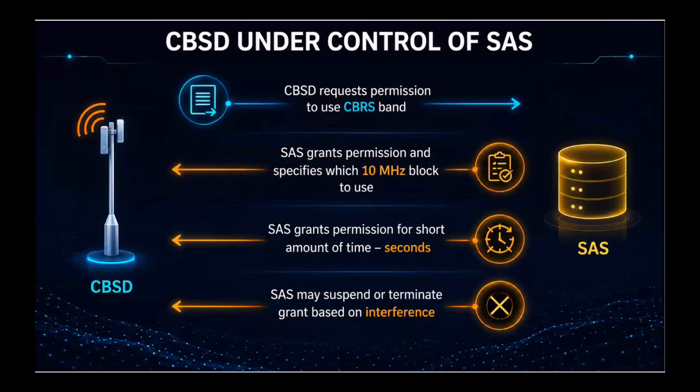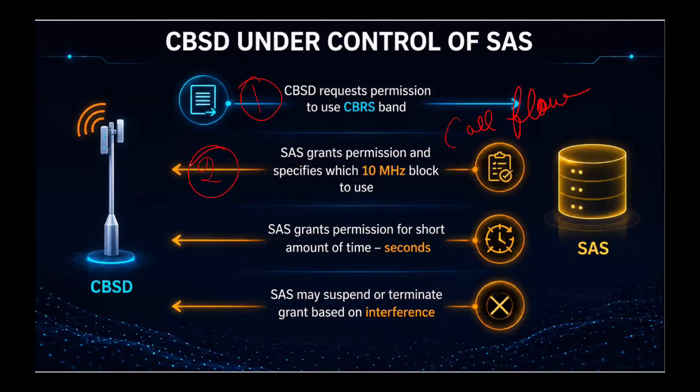CBSD under control of SAS. So now let's understand how a CBSD actually gets permission to use a CBRS spectrum. You can say that's the high-level call flow. First, the CBSD registers with the SAS and requests permission to use the CBRS band. The CBSD can't simply select a frequency and start transmitting, so it requires permission from the SAS.